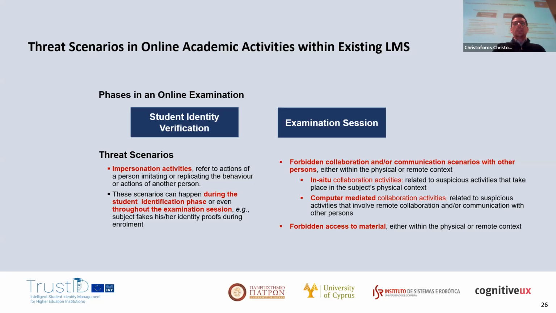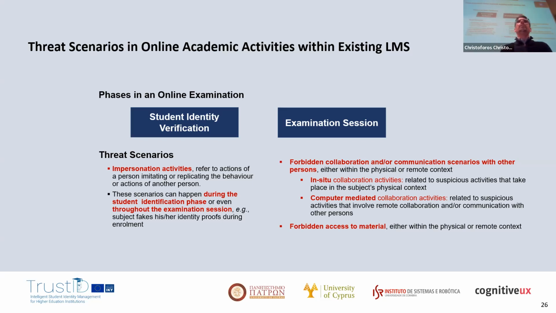The other type of threats that we have identified includes using forbidden communication or collaboration tools, either physically in person or remotely. We had two subtypes of forbidden collaboration between students. The first one was in situ: in the place where the student was taking the exam, there was another person or persons with them in the same place, helping them out with the exam. And the second subtype was the computer mediated.